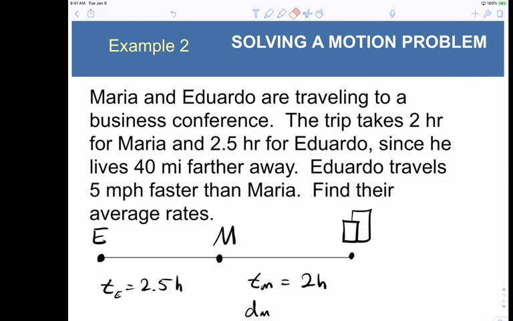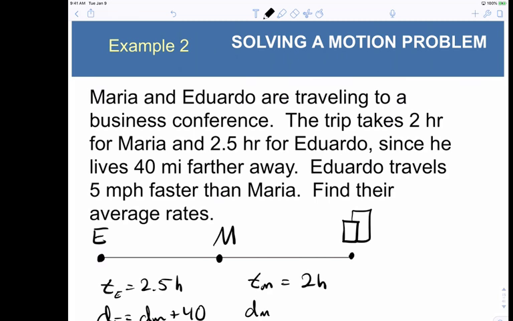But then if we talk about Eduardo's distance, what do we know? So how can we capture that with this information? Add 40 miles to who? It's 40 miles further than who? To Maria. So 40 plus DM. So we're going to say Maria's distance plus 40 miles, right?